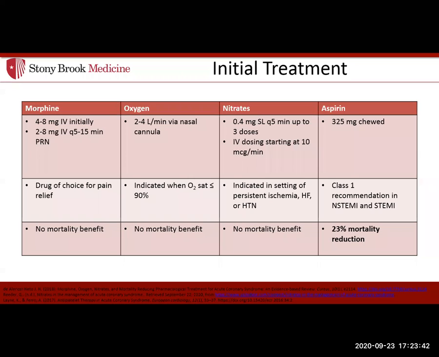After patients are treated initially with these medications, they can either be treated simply with medication management, or they might require surgical or non-surgical interventions.